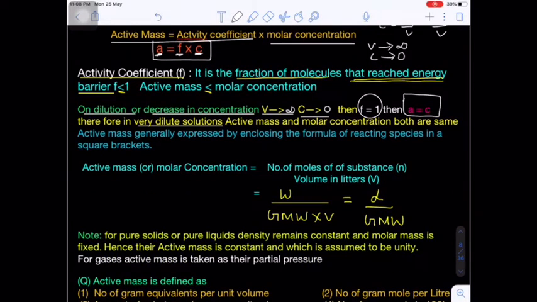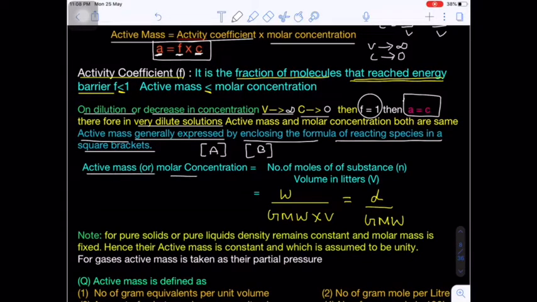Now the activity or active mass is generally expressed by enclosing the formula of a reacting species in square brackets. Let's suppose I have component A, so I write the reacting species A in square brackets. If I have a reacting species B, we mention the symbol of that species in enclosed square brackets, corresponding to the active mass. Now, how to find the active mass? It is nothing but the molar concentration, which is the molarity.